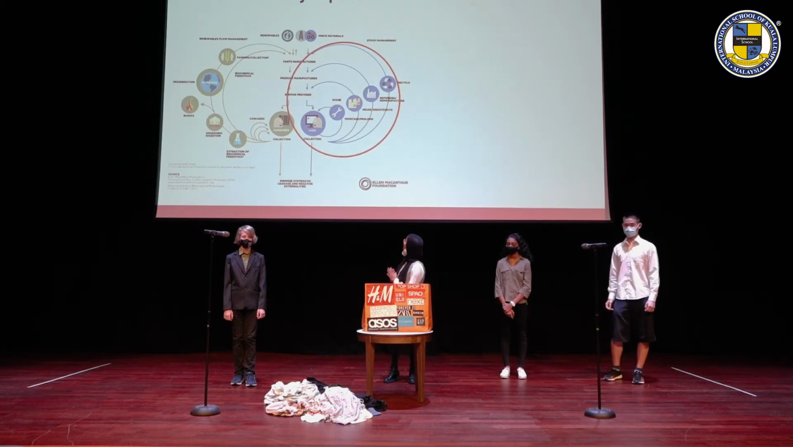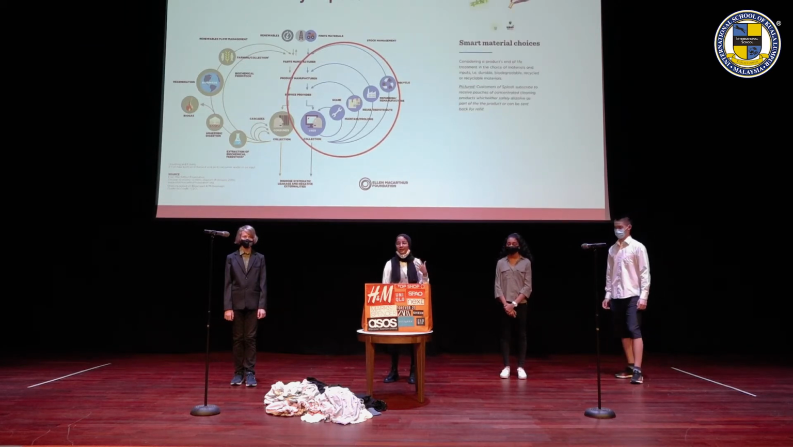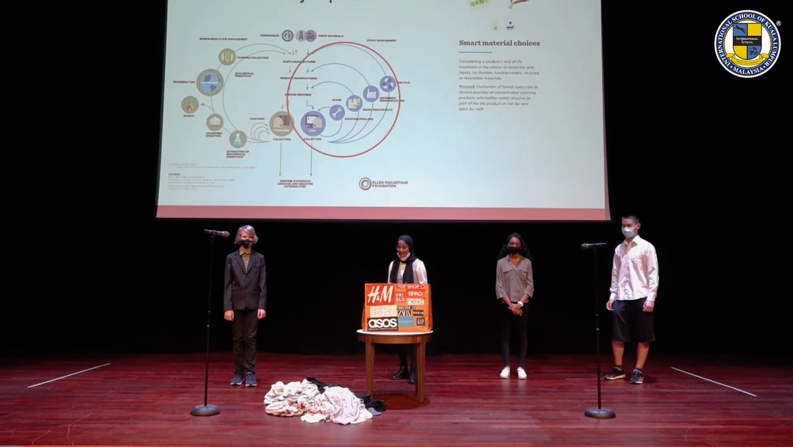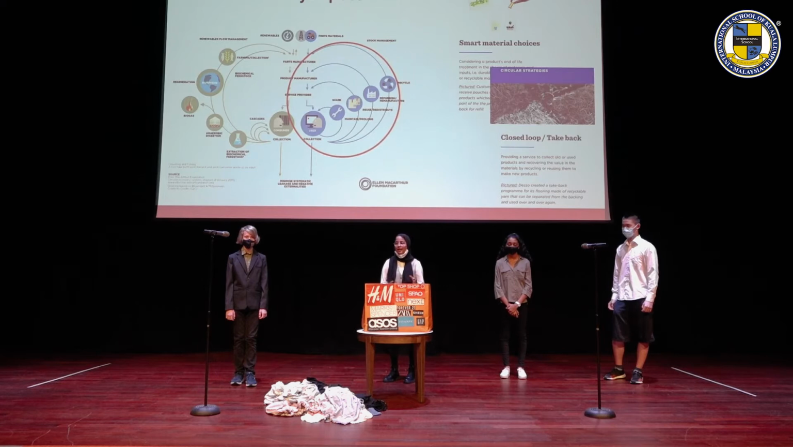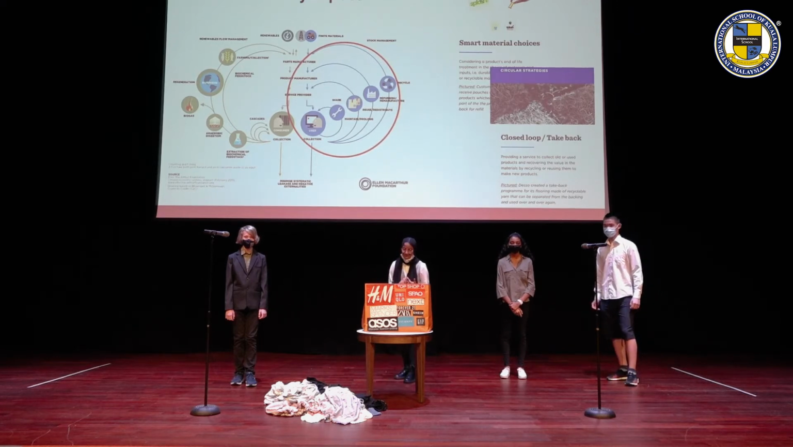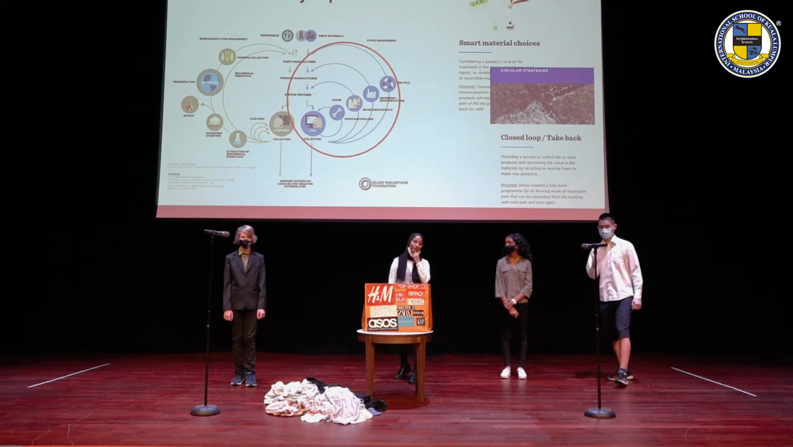The first one is smart material choices, and this works by replacing the synthetic dyes with our very own organic dyes. And the second one is the closed loop strategy, and that works by having the customer return that article of clothing back to us to ship it off to the dyeing facility where it can prolong its further use.